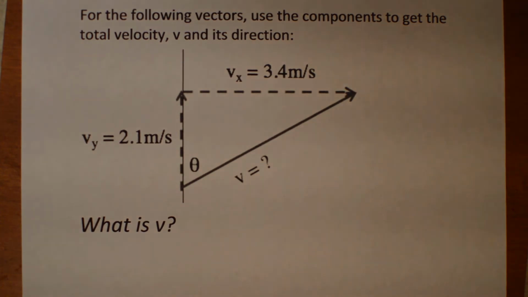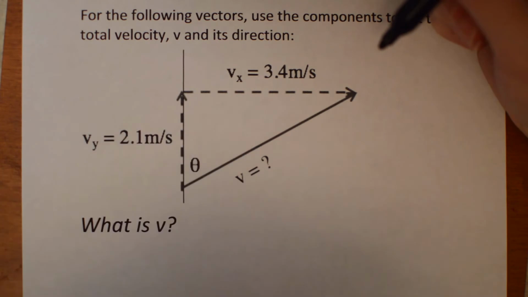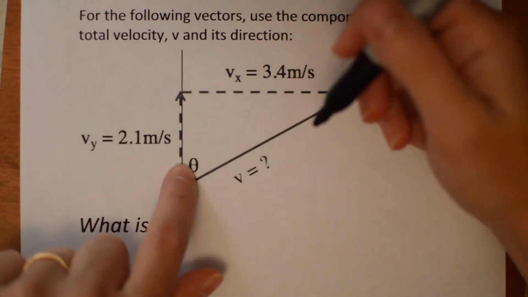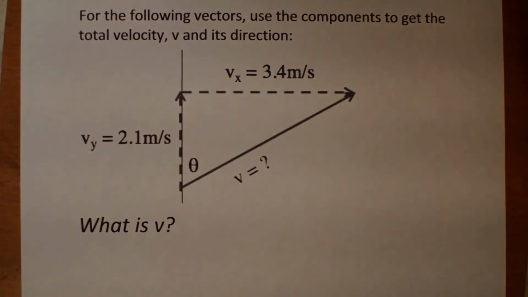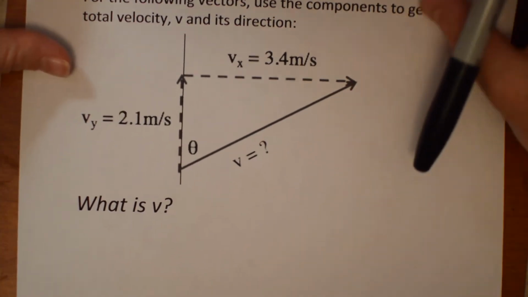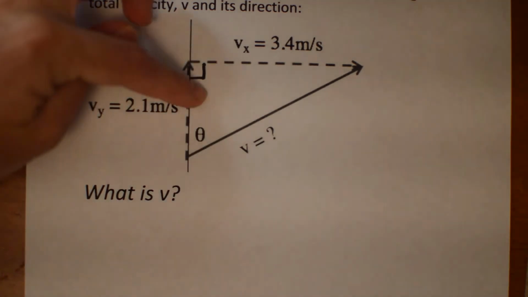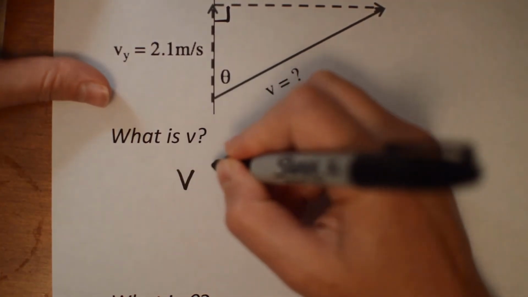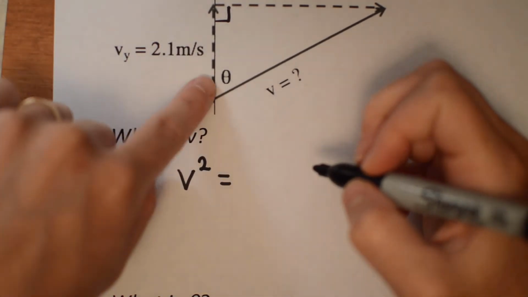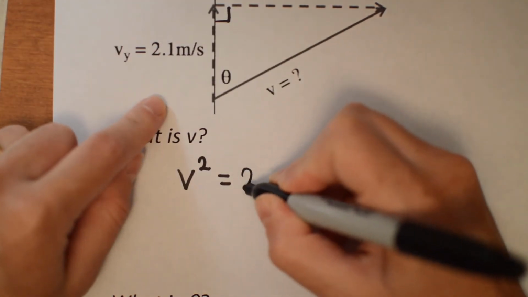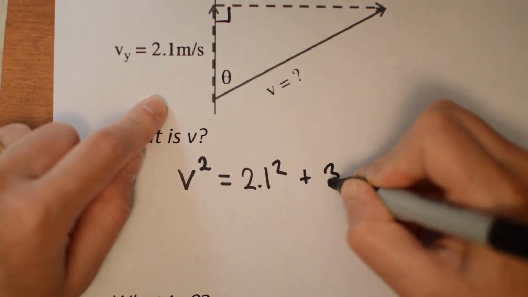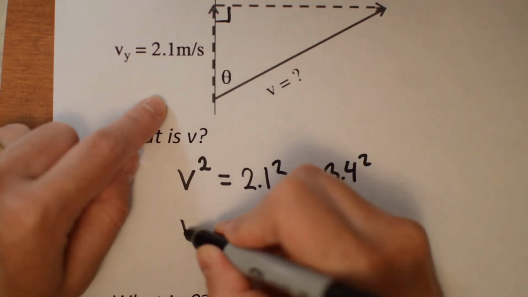Sometimes what we're looking for is the total velocity, and we find it using the components. So this is sort of going the opposite direction. For this, you'll have a situation where you know Vy, you know Vx, you're trying to find total velocity, and that includes, of course, the angle because the velocity has a direction. So if we want to find V, your best bet is going to be to use the Pythagorean theorem. You've got a right angle triangle here, so the Pythagorean theorem is that V squared is going to be each of these components squared, so 2.1 squared plus the 3.4 squared, square root both sides.